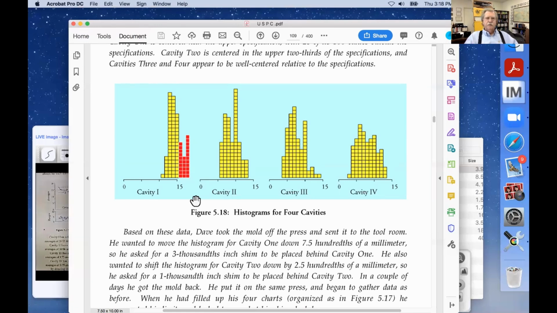He went back down to the tool room. What'd you do to my mold? Everything's thinner. Well, I put a 3,000th inch shim behind cavity 1, and I put a 1,000th inch shim behind cavity 2. Is that what you wanted? That's exactly what I wanted, but everything's thinner.